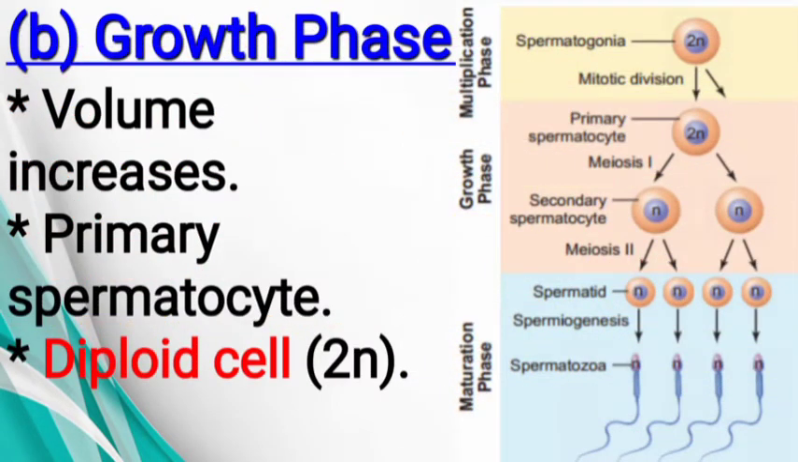Next, growth phase. During this phase, the cell size increases compared to this and this. See, it increases. Primary spermatocytes are formed. These also have a diploid number, 2n, of chromosomes.